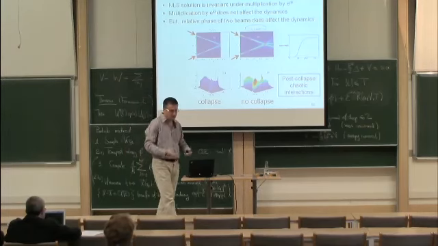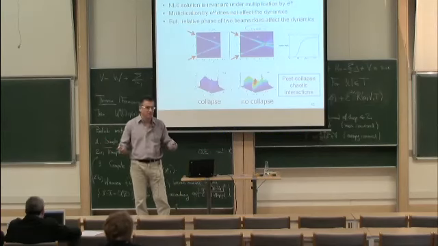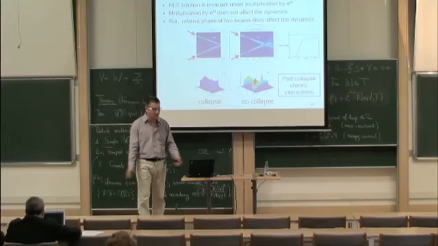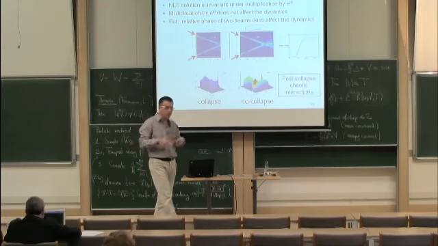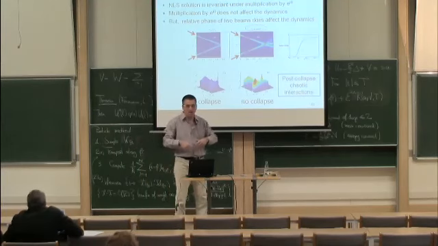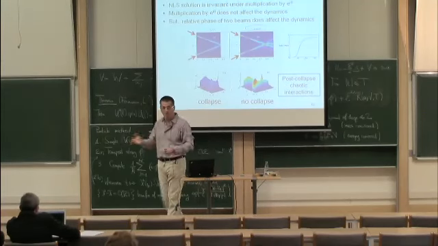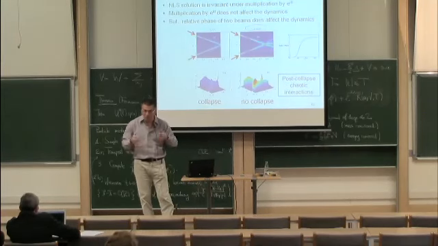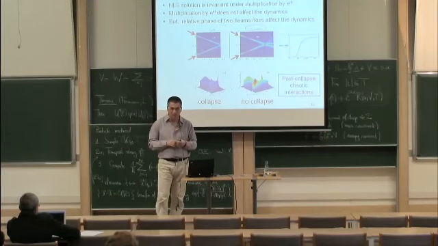So what this means is that if you have two beams and they already collapsed and they interact, you cannot say what would happen with the interaction. You cannot say whether they would be in phase or out of phase. It's completely chaotic. You lose the phase information. So you can only make an average statement. You can say there is a 50% chance they will be in phase, 50% out of phase, but you cannot make a deterministic statement.